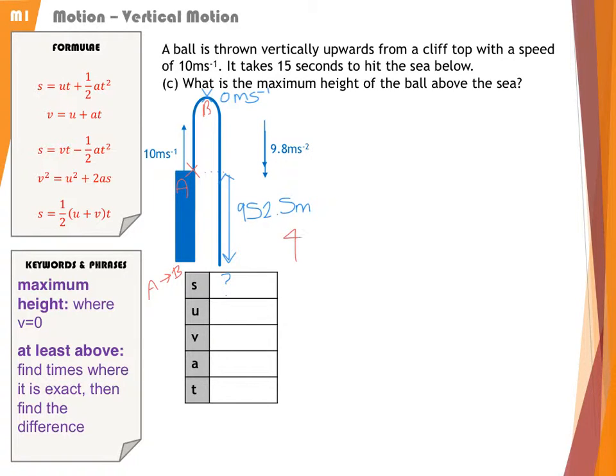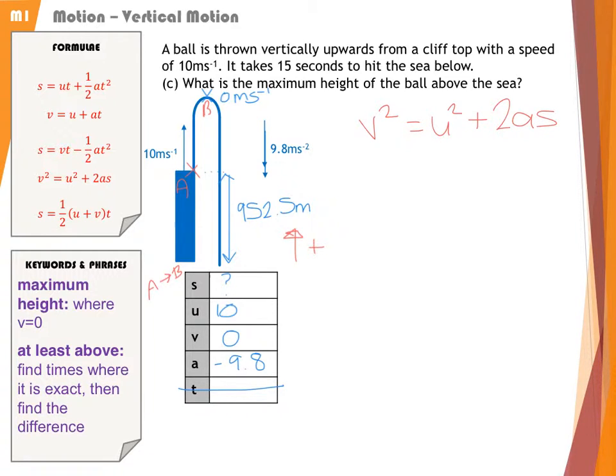Okay, and we're going to go for up as positive for consistency. U we know is 10. V at the point B, which is where we're going to, so B is 0. The acceleration, because it's going down, is minus 9.8. And we did work out the time, but I suggest not using it just in case we made a mistake on that, so we won't use time. With our remaining letters then, S, U, V, A, that's going to give us this formula. So V squared equals U squared plus 2AS.